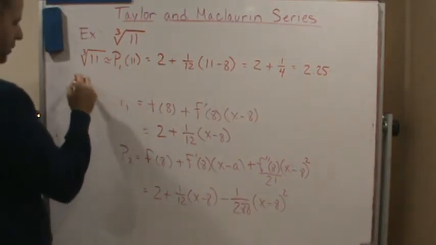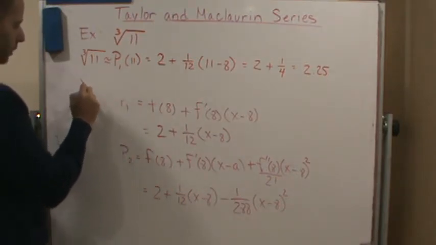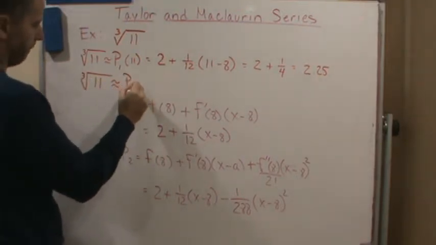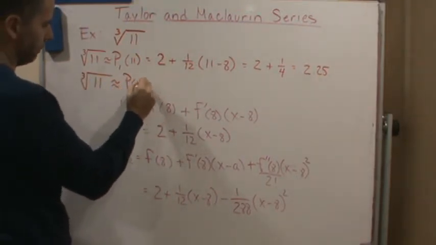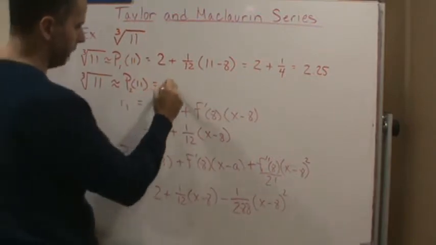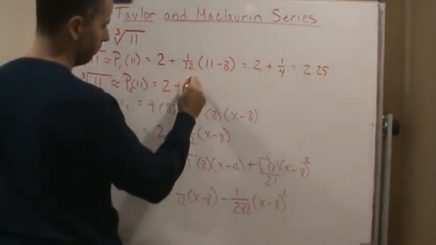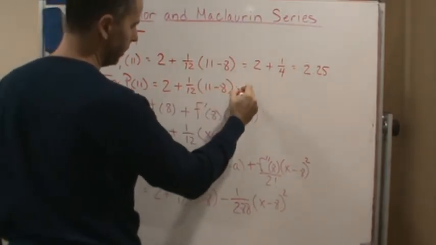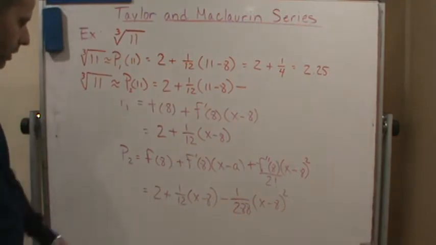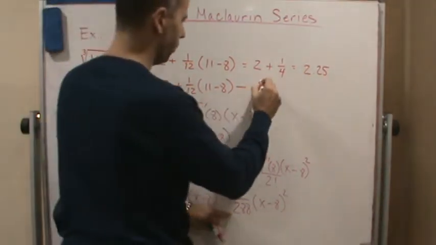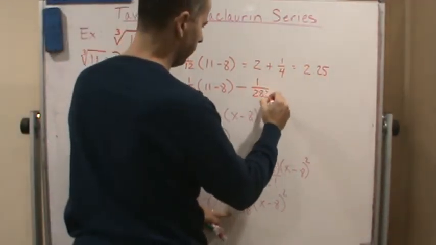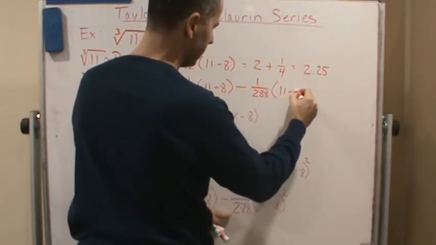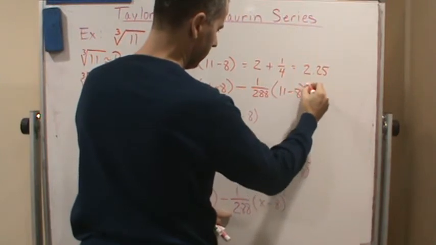If we use P2, the second Taylor polynomial, let's see what we get. We get an estimate of P2 of 11, which is going to be 2 plus 1/12 times 11 minus 8, minus 1 over 288 times 11 minus 8 squared.